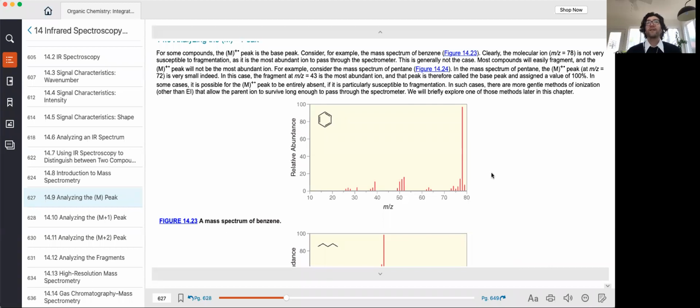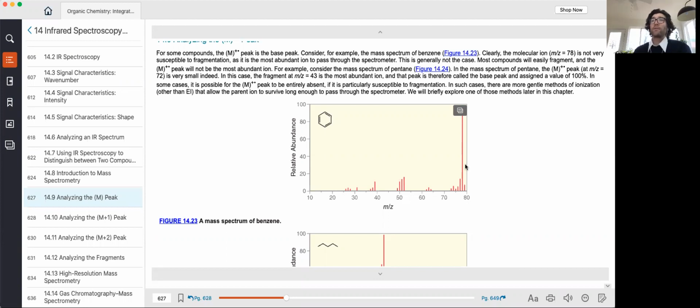This is section 14.11, and the subject of today's section is analysis of the M+2 peak. To start with, we're going to have a look at benzene because it has a very nice M+1 peak. Benzene has its molecular ion and base peak in the same place at 78.